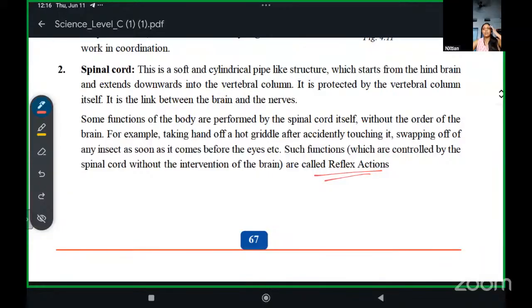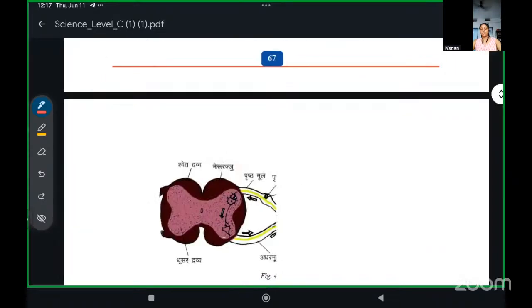Now, I explained how it works, and explained about the neurons and sensory neurons. But all you have to remember when you are answering is what a spinal cord is, what a reflex action is, and how a reflex action takes place. These are actions which are controlled without the intervention of the brain.